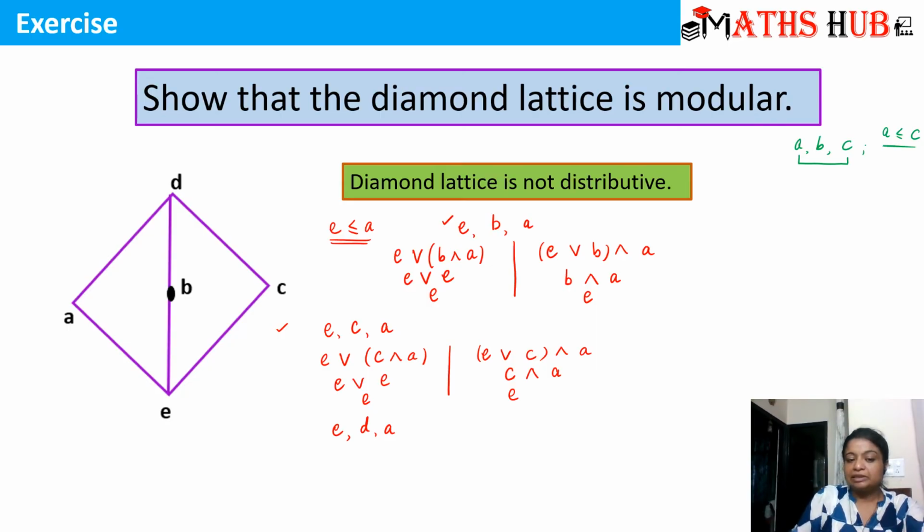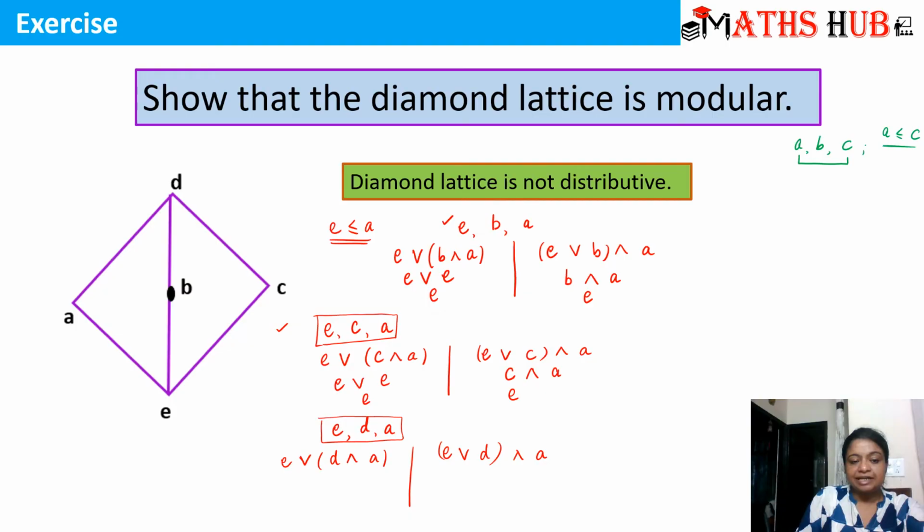Now let's pick up the third pair. I'll just highlight the pairs for you. So now let's pick up the third pair of elements and check the same property. So we have E join B meet A, and we have to prove it equal to the right hand side, that is E join B meet with A, right?